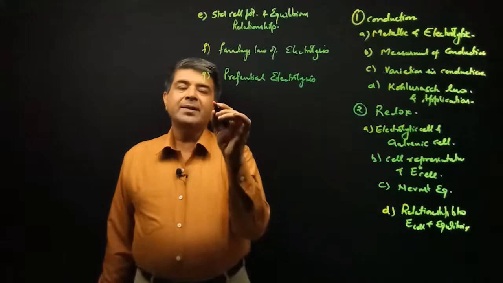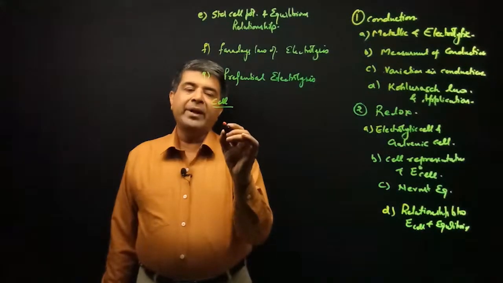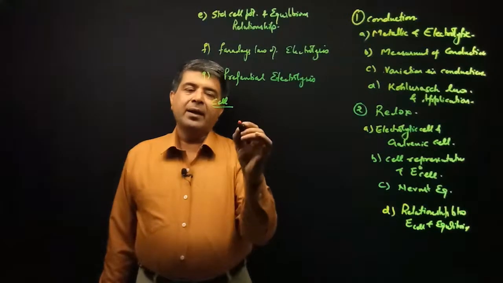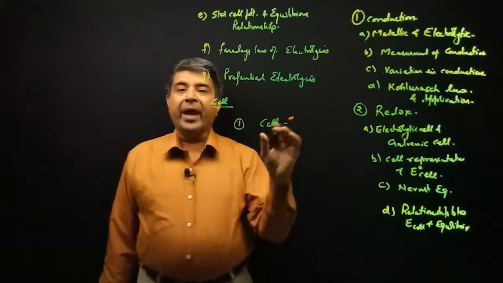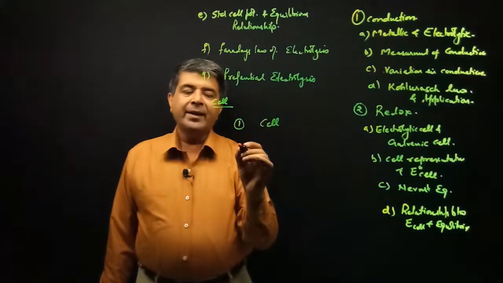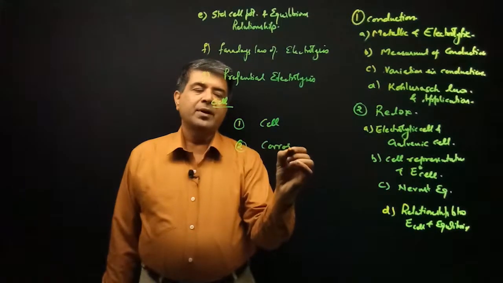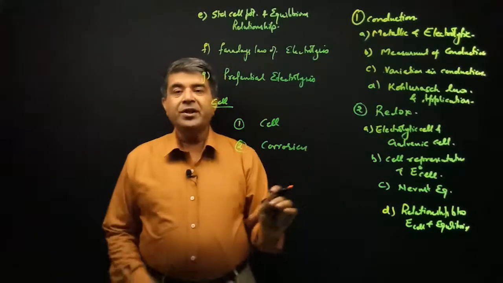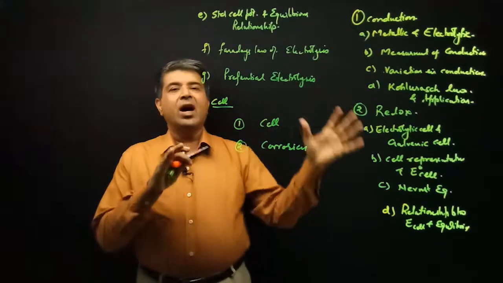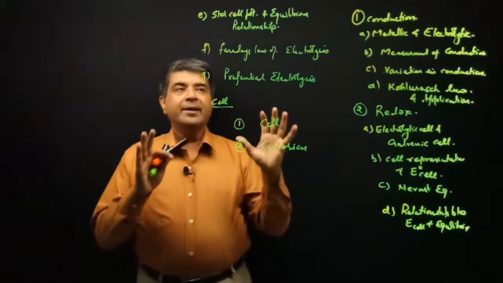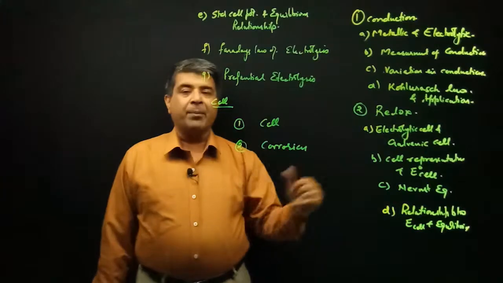The last part is a theoretical part, which is cells, and I would be dealing with it in two videos. The first video would be covering the cells that are primary and secondary cells, and the second video would be covering corrosion, prevention of corrosion, and how corrosion occurs. So this is all about the videos that would be associated with the electrochemistry chapter.